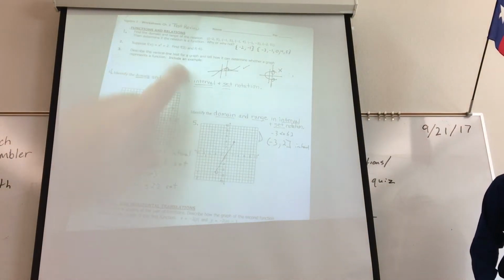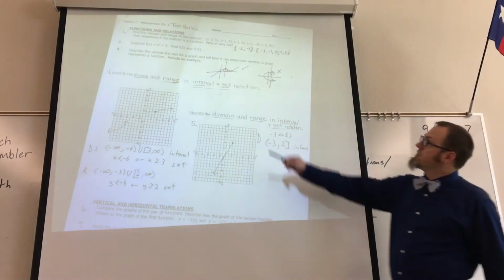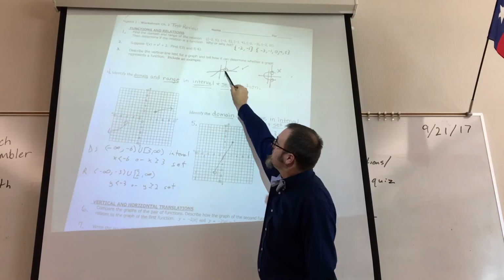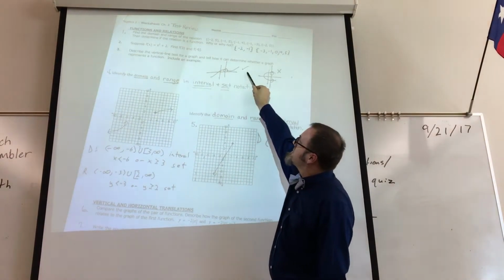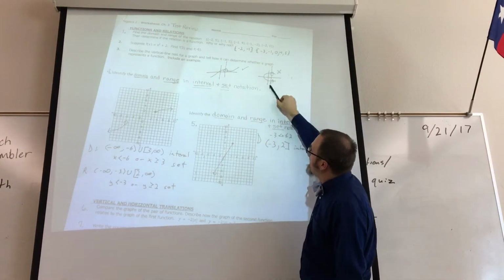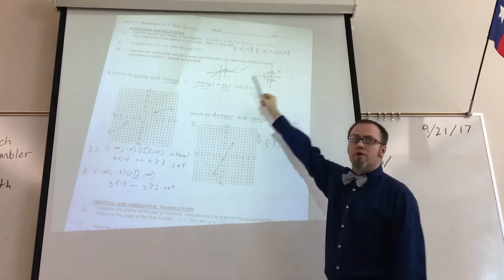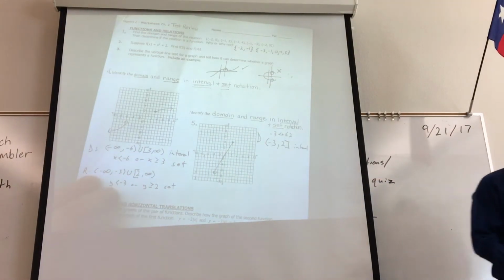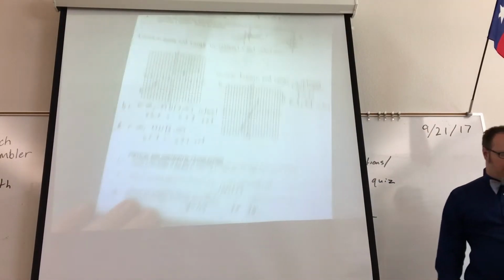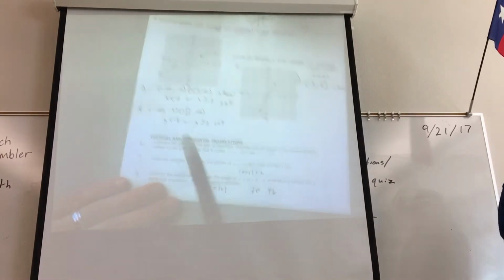On number 3, vertical line test. I just drew it. If we draw a vertical line and it touches once, yay, it's a function. If we draw a vertical line and it touches twice, boo, it's not a function. How sad. On number 4, domain and range and interval and set notation. I did this one here on the left.